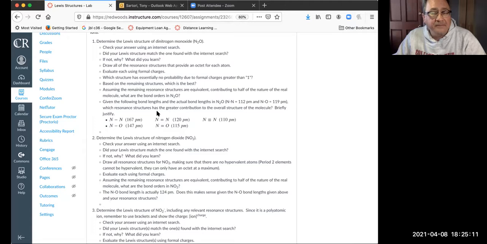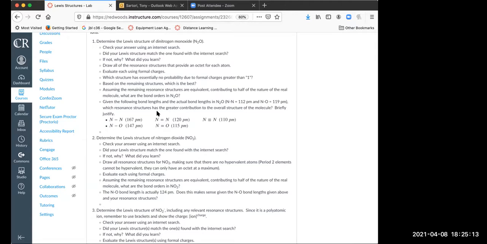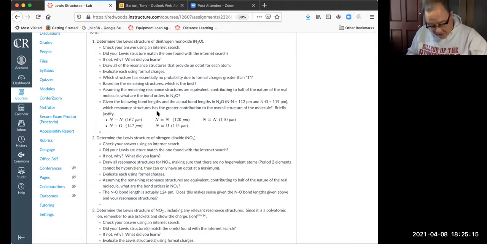So I don't know how you draw like a 2.5 bonds, but this is not okay. So for this guy, where it's actually 112, this is not okay to do.